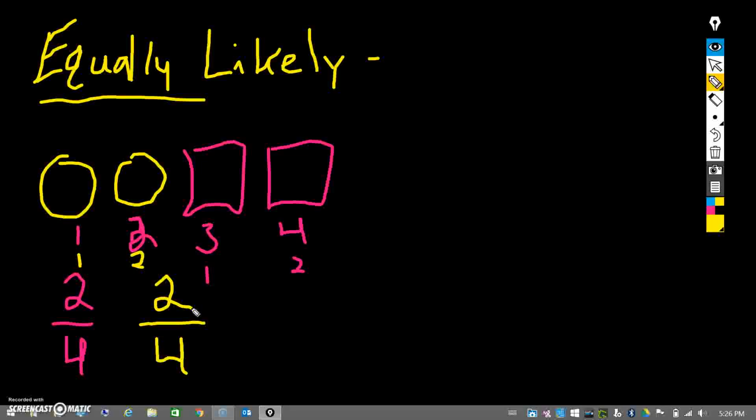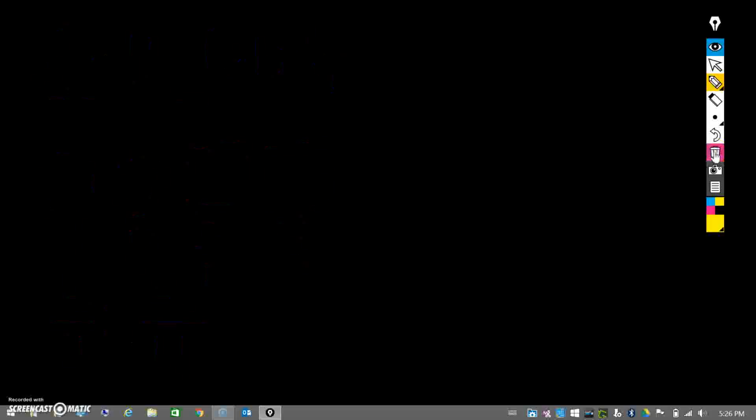And we look at this, these fractions are equivalent. They are the same. We have the same chance of getting either one. Okay, so that's what equally likely means, that it's equally likely that you'll get a yellow circle or a pink square. All right. Now, let's just talk about one more vocab word.